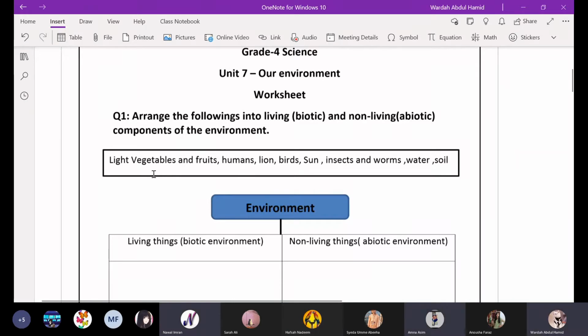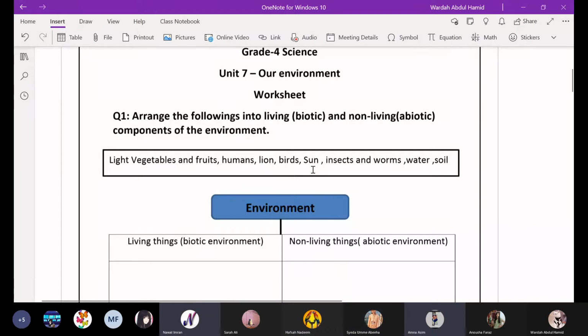Vegetables. Yes, girls, come on, everybody, quick answers. Living things. They are living things. Vegetables and fruits, living things. Humans, living things. Lion, living things. Birds, living things.